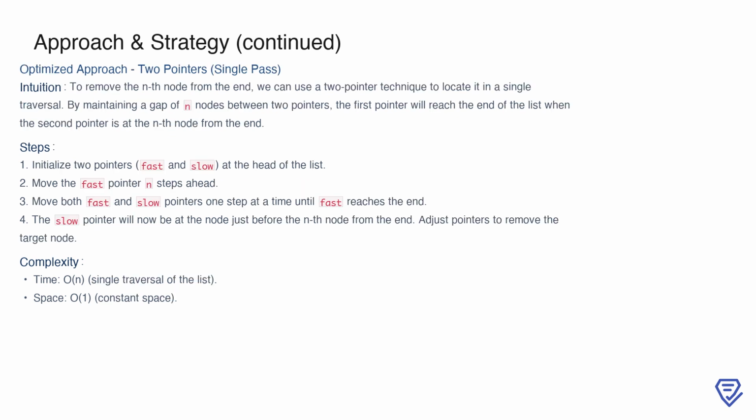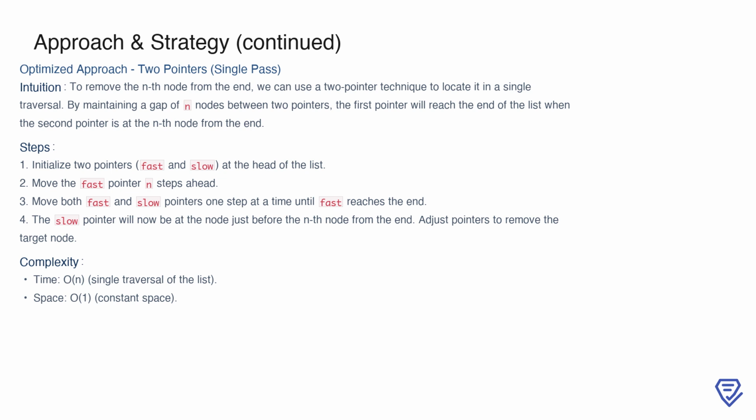Now, to optimize the process, we can use the two-pointer technique, which allows us to locate the target node in a single traversal. The key insight here is to maintain a gap of n nodes between two pointers, commonly called the fast and slow pointers. Both pointers start at the head of the list, and the fast pointer is moved n steps ahead first.